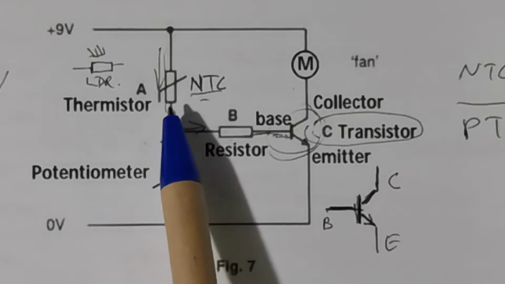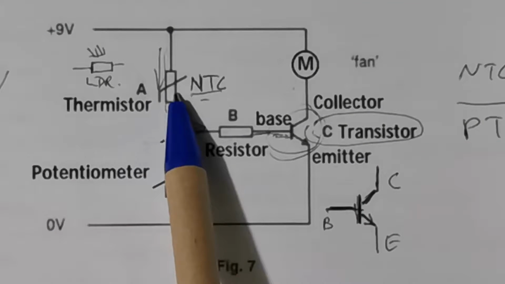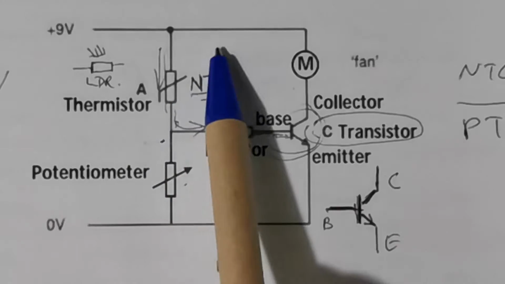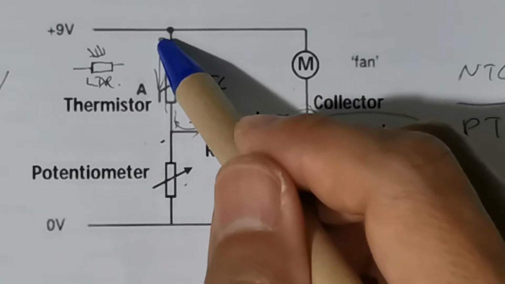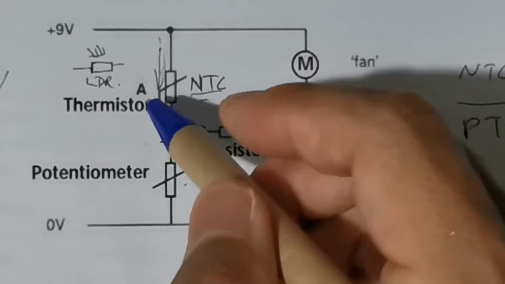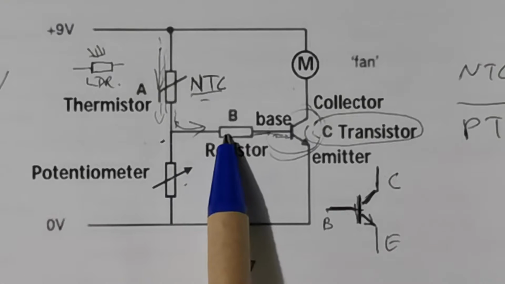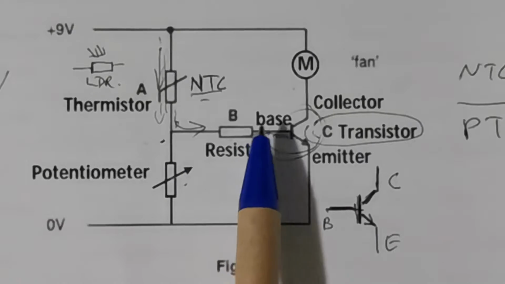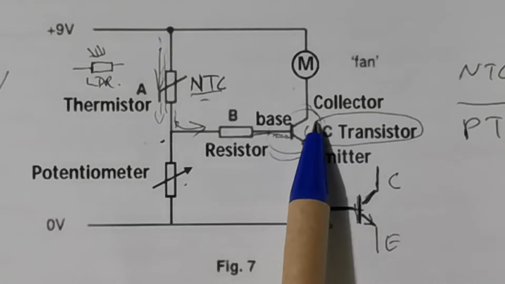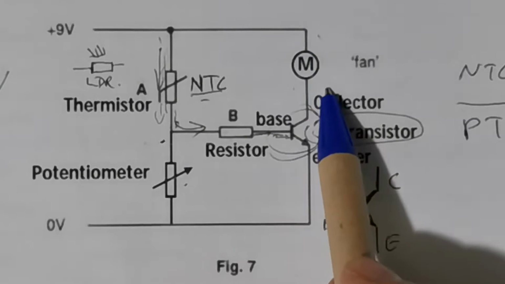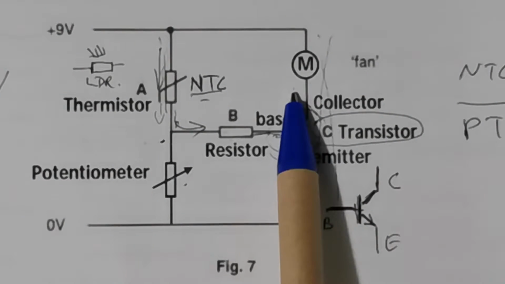Now, when the temperature is low, resistance is high. Correct or not? Temperature is low, resistance of this is high. High resistance, so little current can flow through. With little current flowing through here, no current goes into the base. You can see there is no base current. No base current, transistor is off. When the transistor is off, current cannot flow through. So the output component has got no current down here.